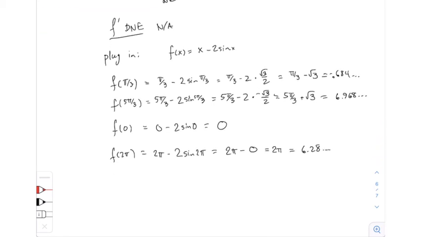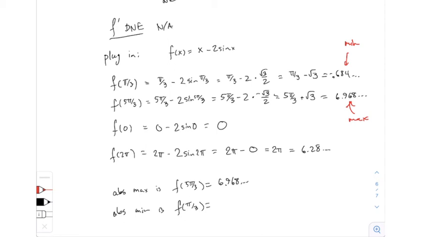All right, so just to finish, we choose the biggest and the smallest. It looks to me like this is the maximum, right? And the minimum is this one. It's the only negative value there. Okay, so in conclusion, the absolute maximum is f of 5 pi over 3 equals 6.968. And the absolute minimum is f of pi over 3, which is minus 0.684, etc. There you go.